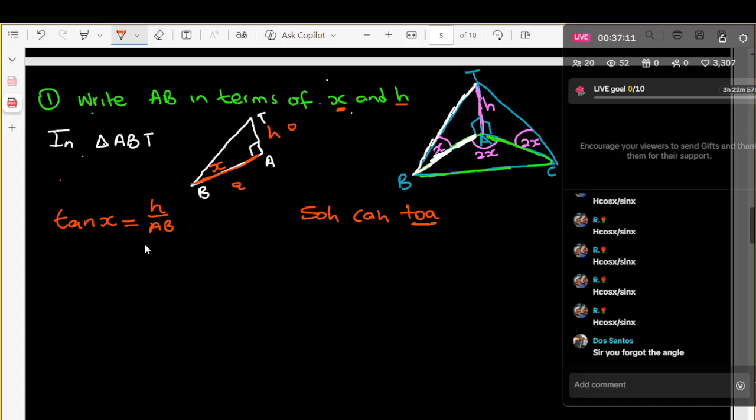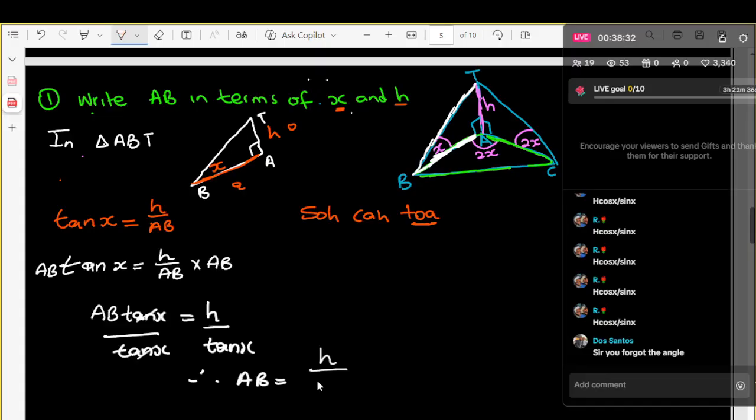Let's multiply both sides by AB to get rid of that AB, okay? I hope everyone is with me on that. The AB will cancel. This side I'm left with AB tan X, which is equal to H. But we are looking for AB. We can just divide both sides by tan X. Therefore, what is AB equal to? When we solve this, the tan X cancels, then we'll have H over tan X as your final answer.